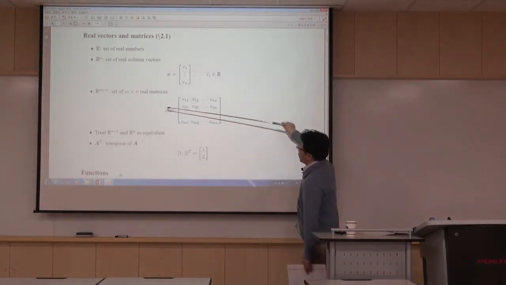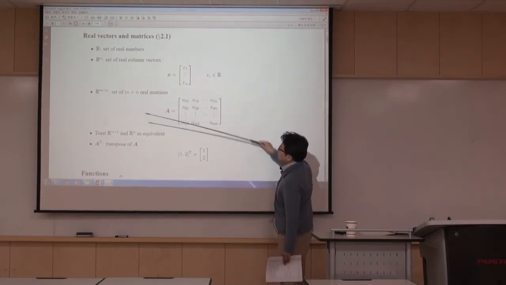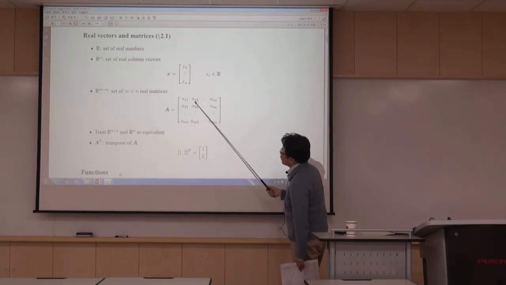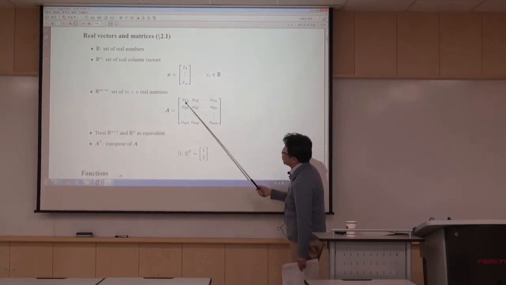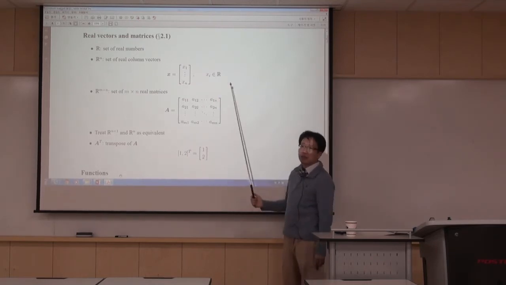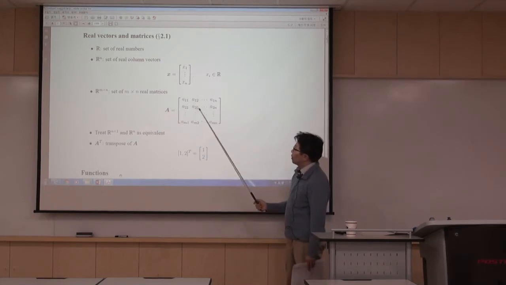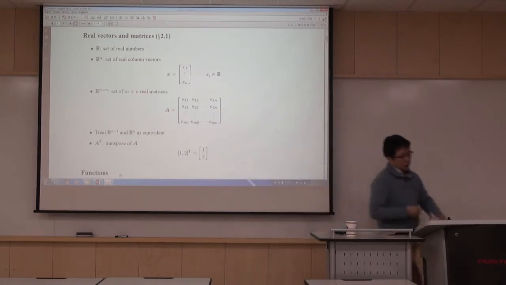As you see, this is the first row, this is the second row. The entries in the first row have the first subscript all ones. Got it? So the first subscript is the index for the row. The second subscript is the index for the column.